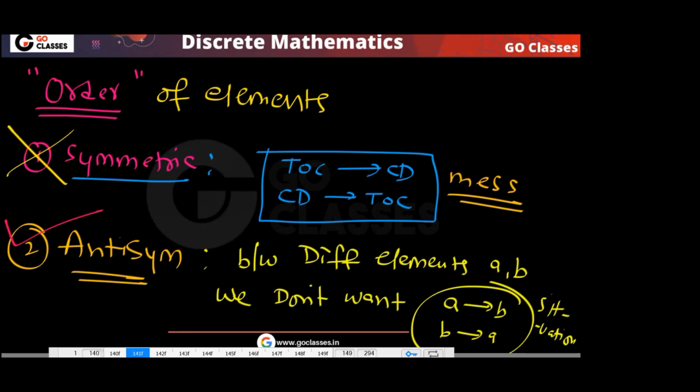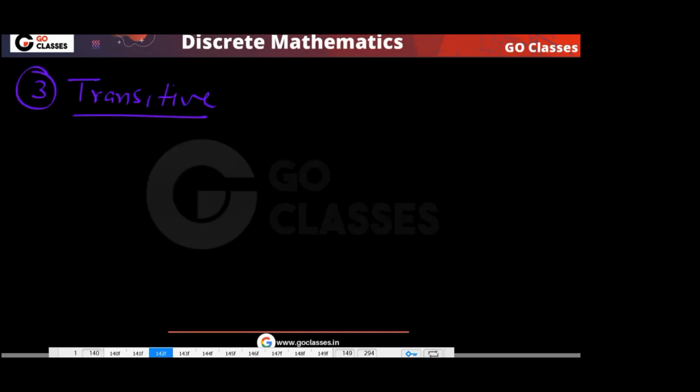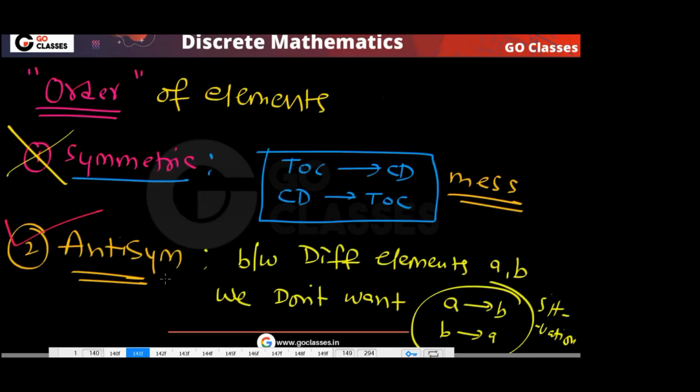Okay, next. So the anti-symmetric property is useful. Is the transitive property useful when you want order on elements? Definitely, because just think about it. If you are going to study discrete mathematics before TOC, and you are going to study TOC before compiler design, then automatically you should study discrete mathematics before compiler design, correct? So the transitive property is definitely useful.